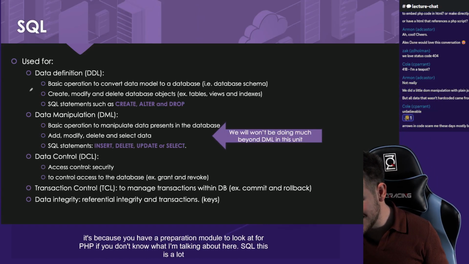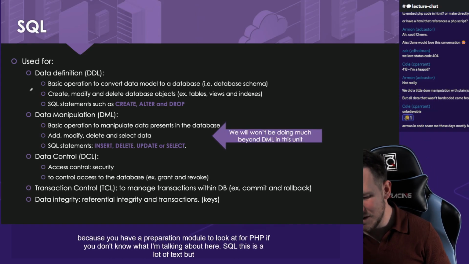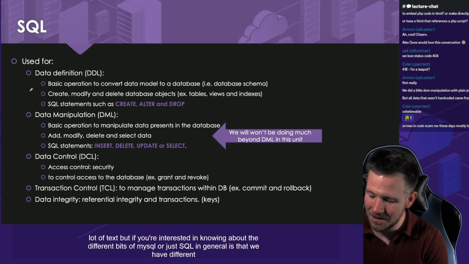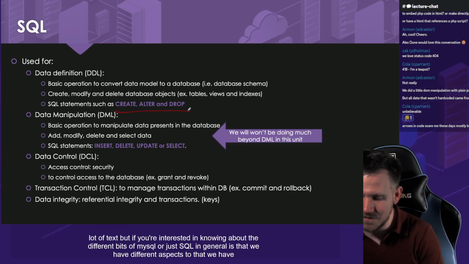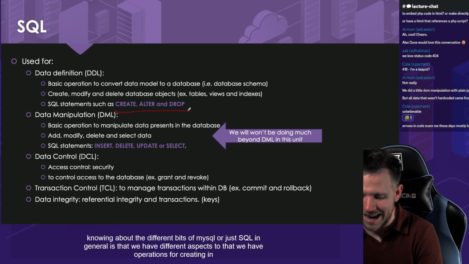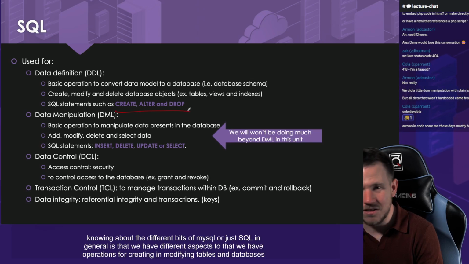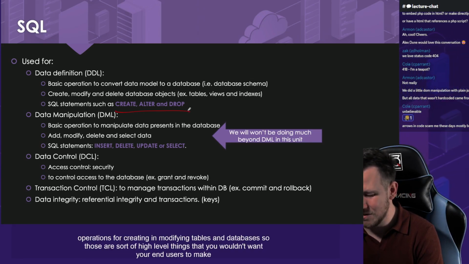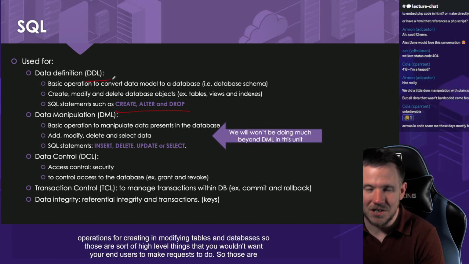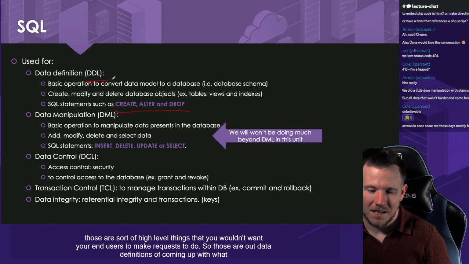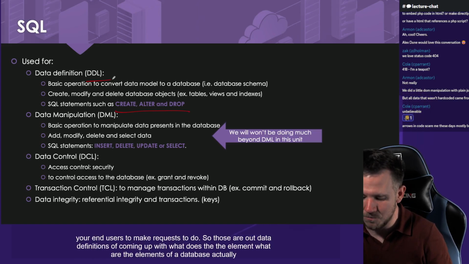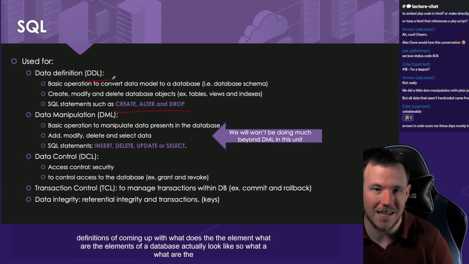SQL, this is a lot of text, but if you're interested in knowing about the different bits of MySQL, or just SQL in general, we have different aspects to that. We have operations for creating and modifying tables and databases. So those are sort of high-level things that you wouldn't want your end users to make requests to do. Those are our data definitions, coming up with what the elements of a database actually look like. So what are the columns and the rows in our tables?